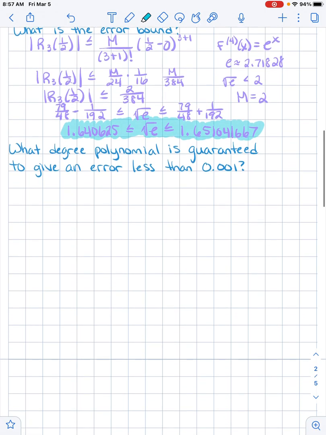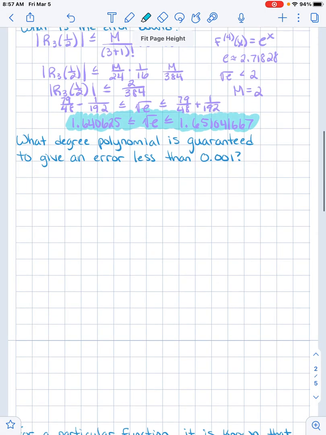Okay, now comes something a little annoying, tedious, but also kind of useful. What we're saying is, what degree polynomial is guaranteed to give an error that is less than 0.001? So what we're saying is, we want this error of some n value, so some degree. If we plug in 1/2, we want that error to be less than or equal to 0.001. Well, the error I know is m, some m value. Let's use the same m because it's still 1/2 that we're plugging in. So I'm going to still use 2 for m.